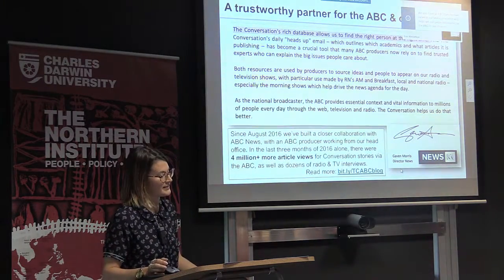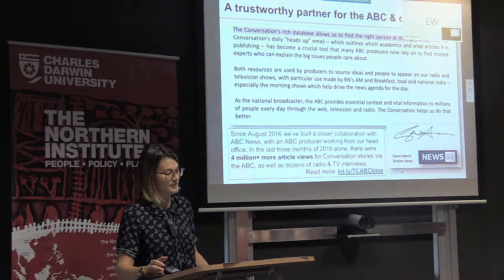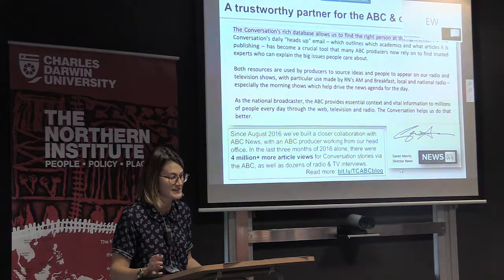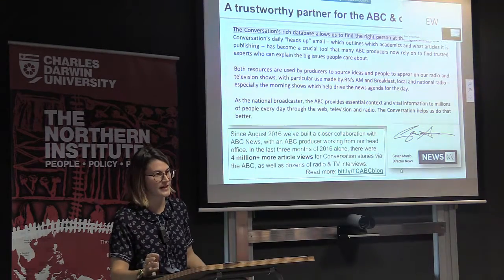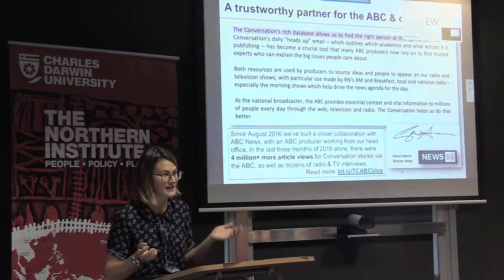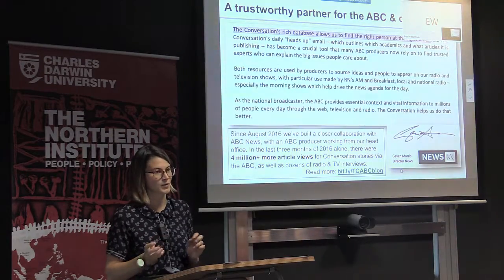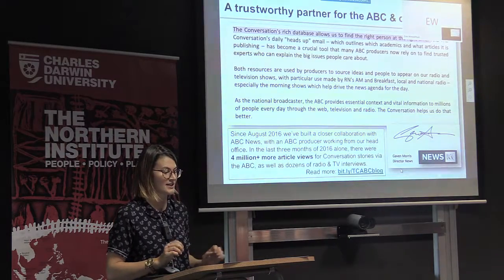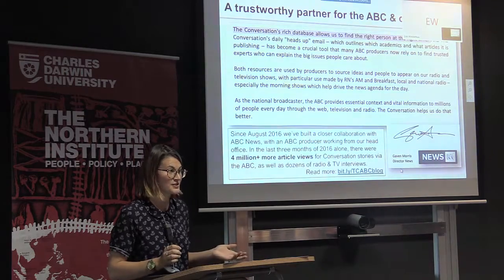We also have an ABC staff member based in our Melbourne office who helps get our pieces republished by the ABC. In the last 3 months of 2016, we had over 4 million more article views for The Conversation through the ABC. So this is a win-win situation for both The Conversation and the ABC: they get more content, and we get to distribute our content more widely. Interestingly, readers spend more time reading our articles that were republished on the ABC than they do reading content produced by the ABC.